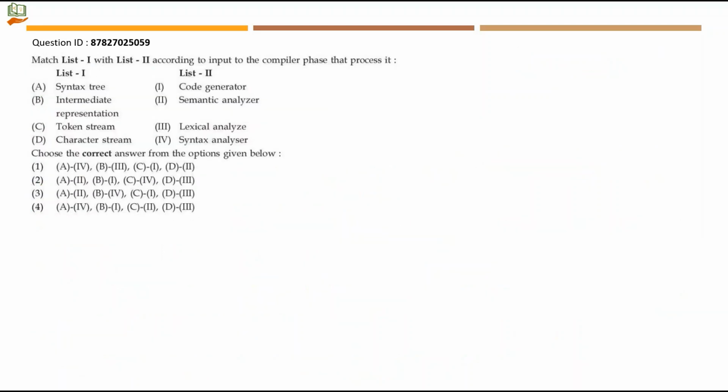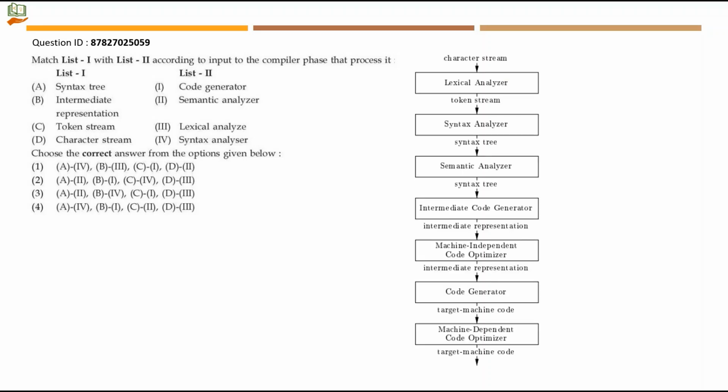Next question. Match list 1 with list 2 according to the input to the compiler phase that processes it. So let's see a diagram here. Usually we say lexical analysis is about token stream processing, and syntax analyzer is about syntax tree processing. But here the input part is given on one side and the phase is given on the other side. Whatever is given above the box is the input part. This is the input to the lexical phase, this is the input to the syntax phase, this is the input to the semantic phase, and this is the input to the intermediate code generator phase.